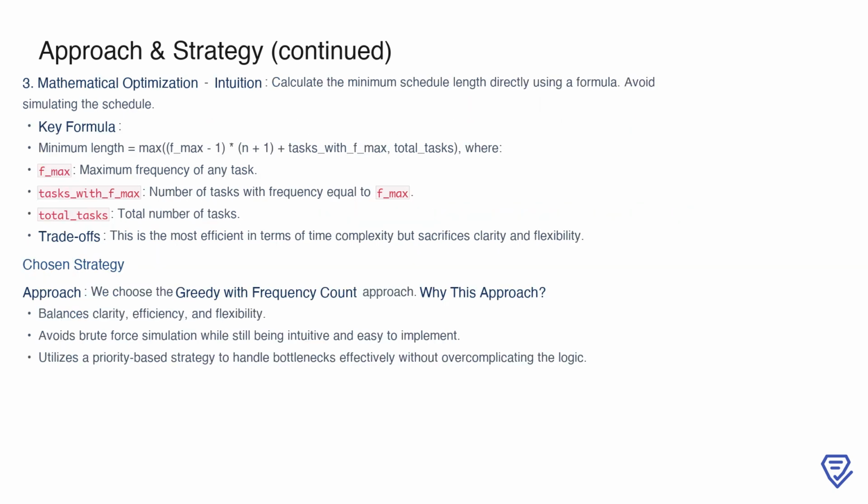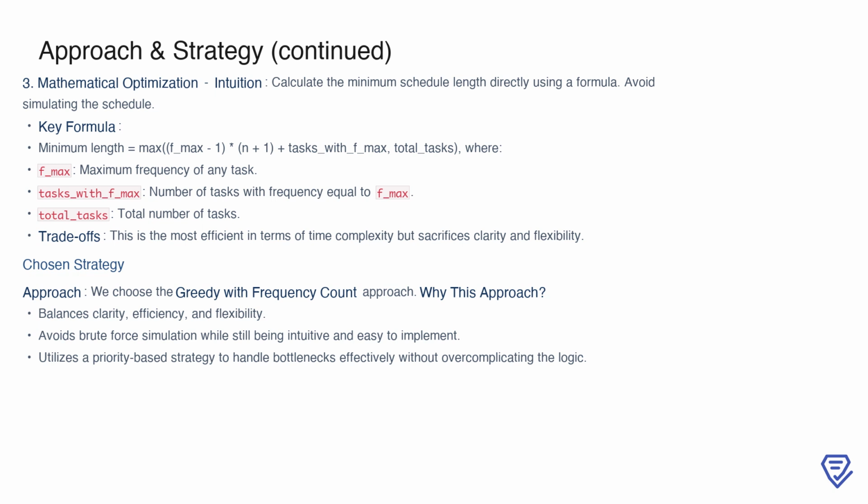An even more efficient strategy involves mathematical optimization, allowing us to compute the minimum required schedule length directly. This avoids simulating the scheduling process entirely. The key formula is as follows: the minimum schedule length equals the maximum of two values. The first value is (f_max - 1) * (n + 1) + tasks with f_max, where f_max is the frequency of the most common task, n is the cooldown period, and tasks with f_max represents the number of tasks sharing that maximum frequency. The second value is simply the total number of tasks.